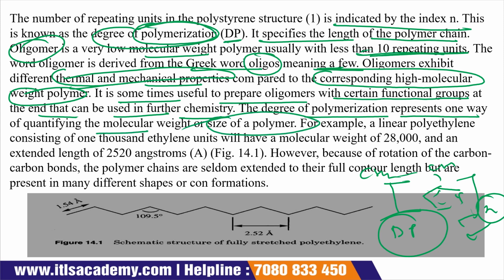Now let's discuss one example, that is a linear polyethylene that consists of 1000 ethylene units.